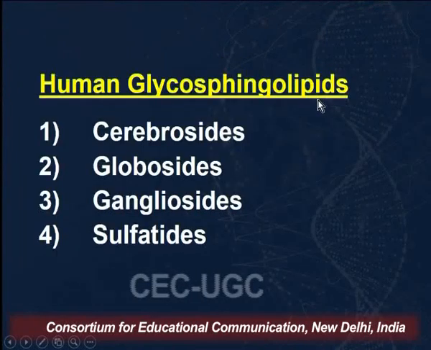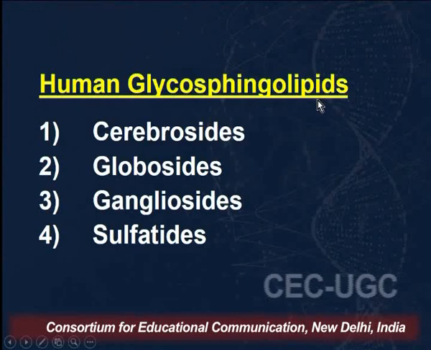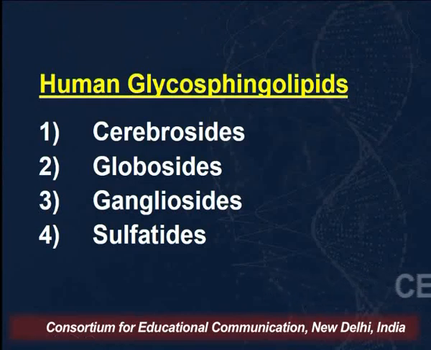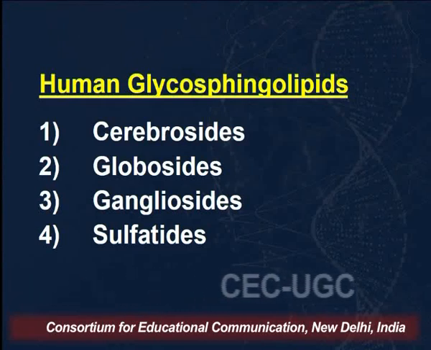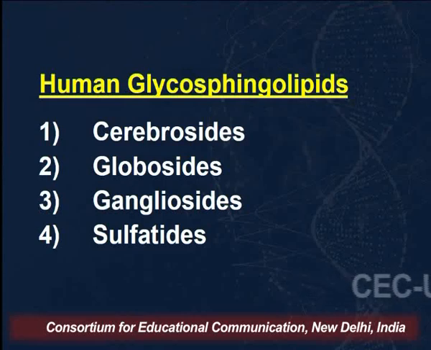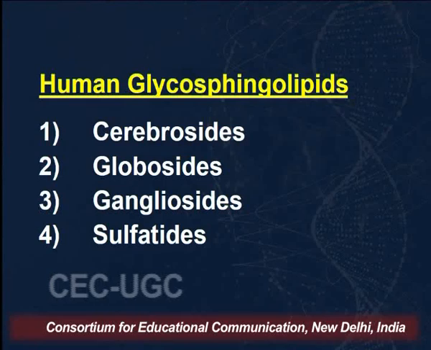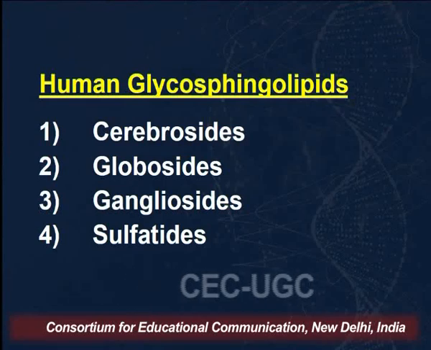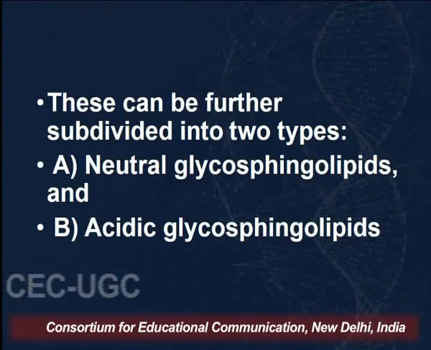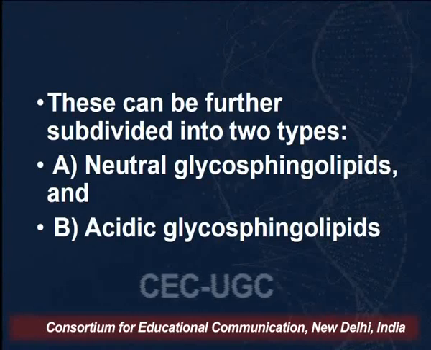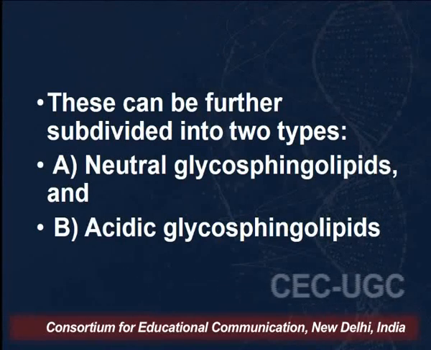So on the basis of the sugar unit present in sphingolipids, we can classify glycosphingolipids into 4 classes. First are cerebrosides, then we have globosides, gangliosides and sulfatides. These can be further subdivided into 2 classes. First is neutral glycosphingolipids and the second one is acidic glycosphingolipids.